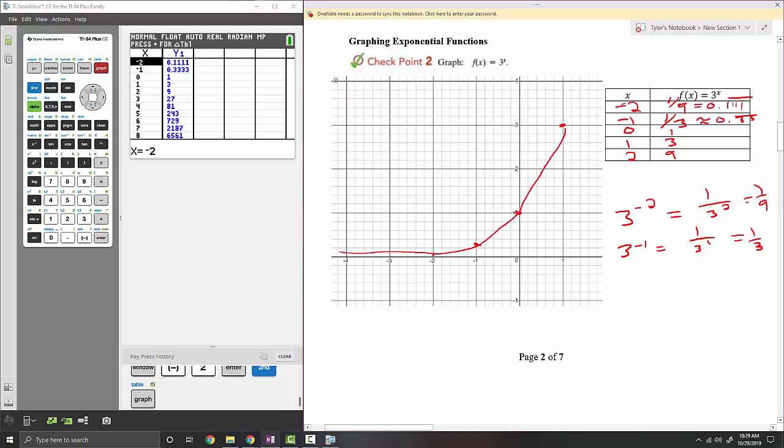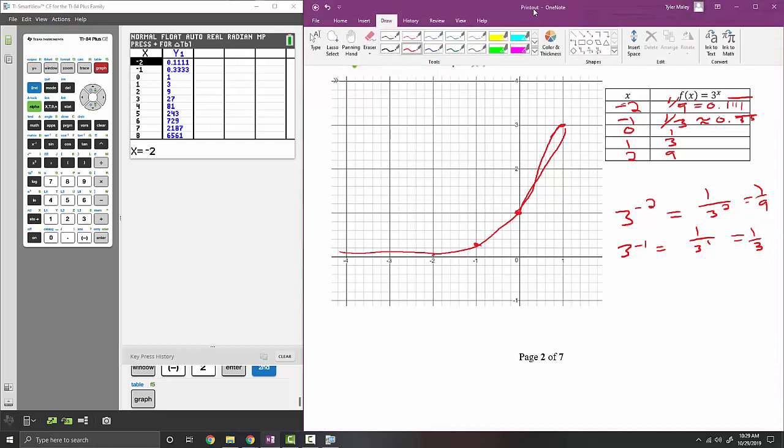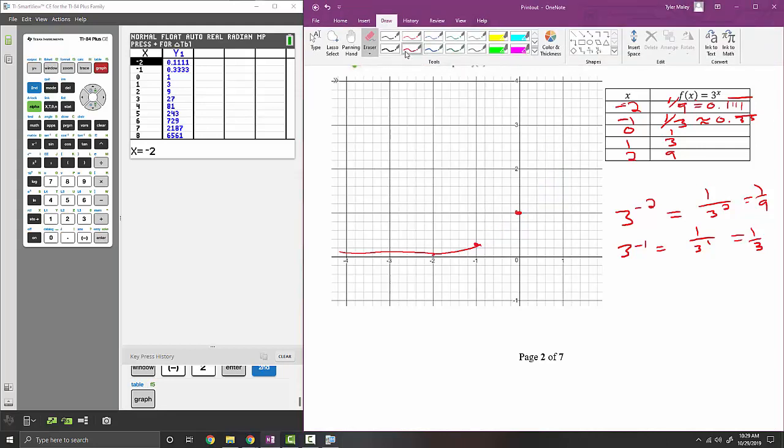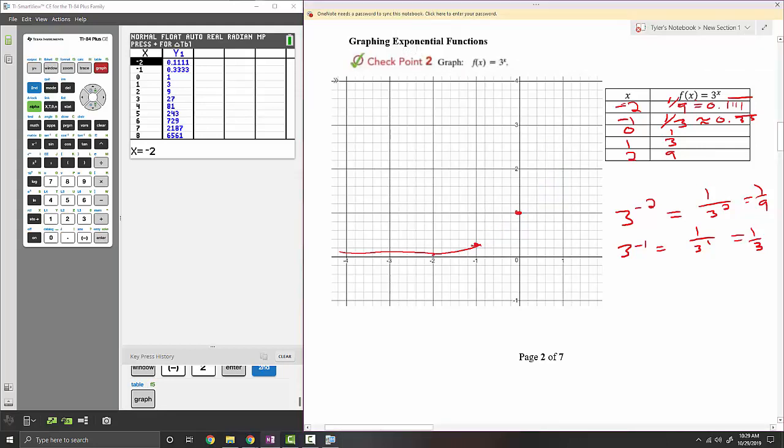Whoops. That's kind of bad. See if I can graph this better on here. Oops, that was at 1, 3. Right, so we get something to that effect, right?